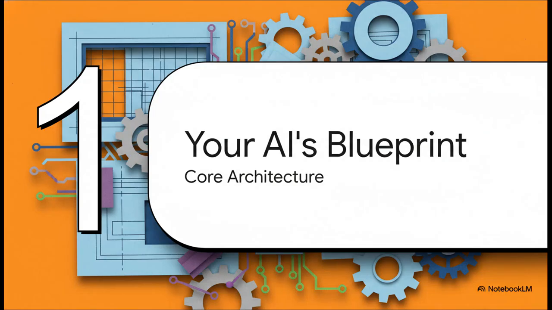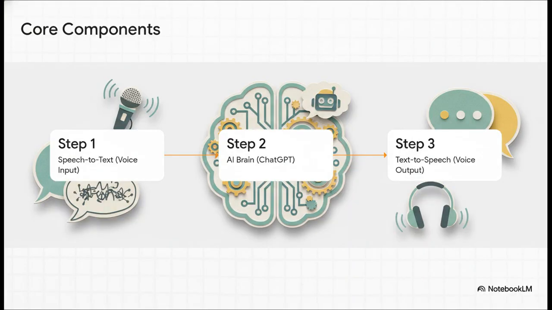Okay, so every great project, whether it's a skyscraper or a piece of code, starts with a blueprint, a simple plan that shows how everything connects. Our AI assistant is no different. Let's take a look at the basic architecture. When you look at it this way, the whole thing is actually a really simple, logical flow.